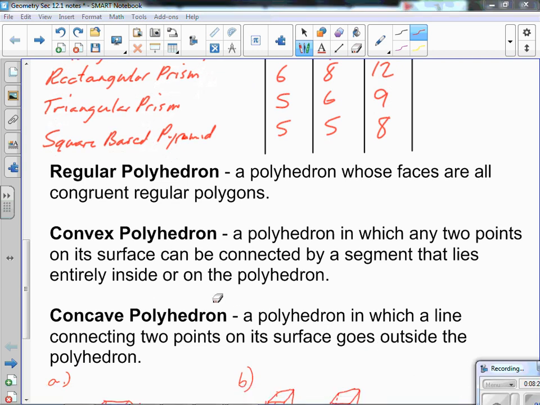And if it's concave, it's a polyhedron in which a line connecting 2 points on its surface goes outside the polyhedron. So basically, if there are any 2 points on the sides or on the faces that you can connect with a line that goes outside the polyhedron, it's going to be concave. If you can't figure out a way to draw a line segment that connects 2 points and goes outside, then it's got to be convex.